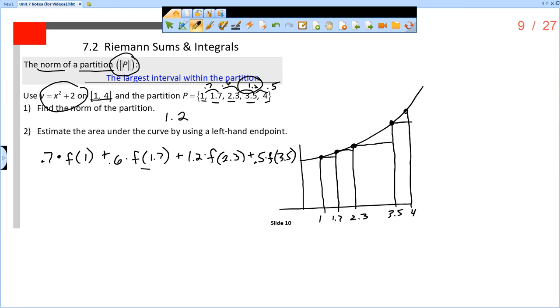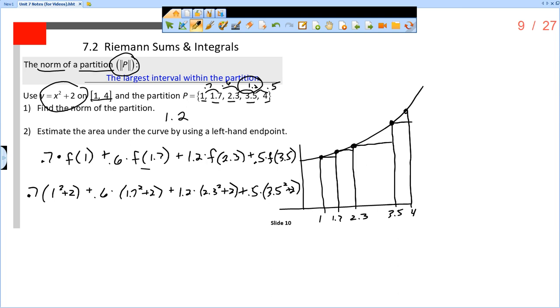Now remember f of 1, f of 1.7, we're just plugging into that original function x squared plus 2. So I have 0.7 times 1 squared plus 2, plus 0.6 times 1.7 squared plus 2, plus 1.2 times 2.3 squared plus 2. And lastly, 0.5 times 3.5 squared plus 2. So now we're getting the area of each one of those.